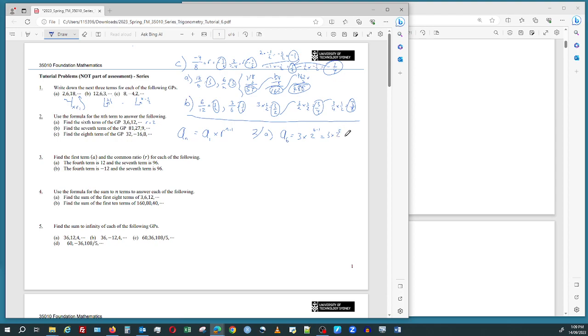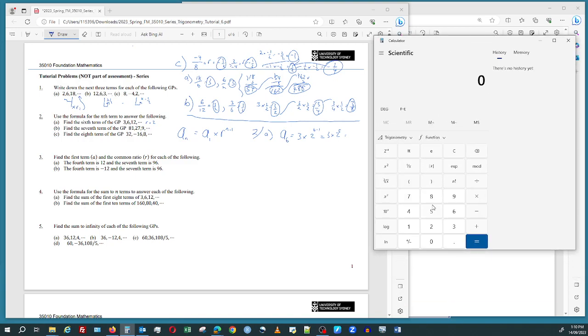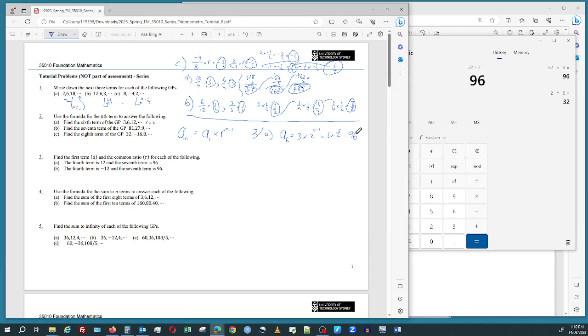So 2 to the power 5 is quite a lot. 2 to the power 5 is 2 2s, 4 2s, 8 2s, 16. So you know what I'm going to do? I'm going to use my calculator. Be smart for once. Okay, so 2 to the power 5 is 32. 32 times 3 is 96. So the sixth term is 96.